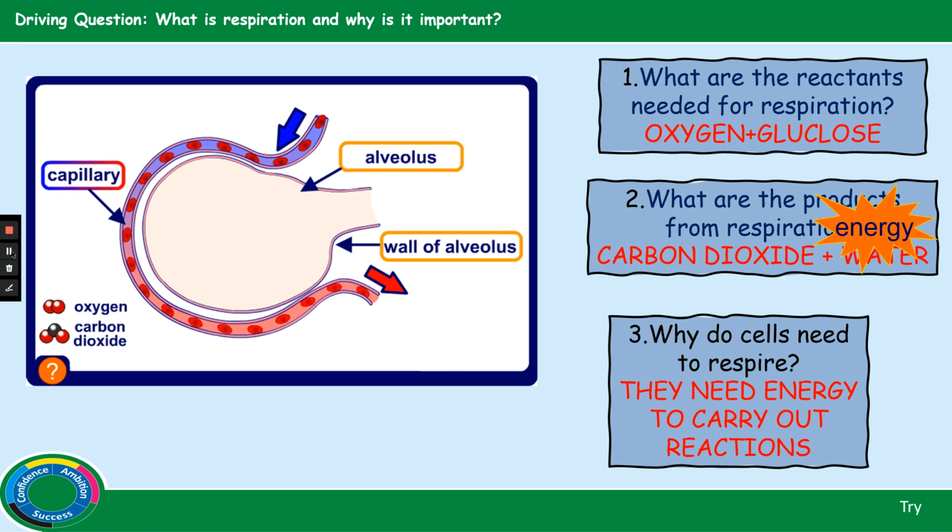Why do cells respire? To carry out reactions. Everything we do, move, eat, walk, talk, uses energy, and some of those are from reactions, chemical reactions. That is why we need that energy. Okay, so we're going to recap on the two different types of respiration.